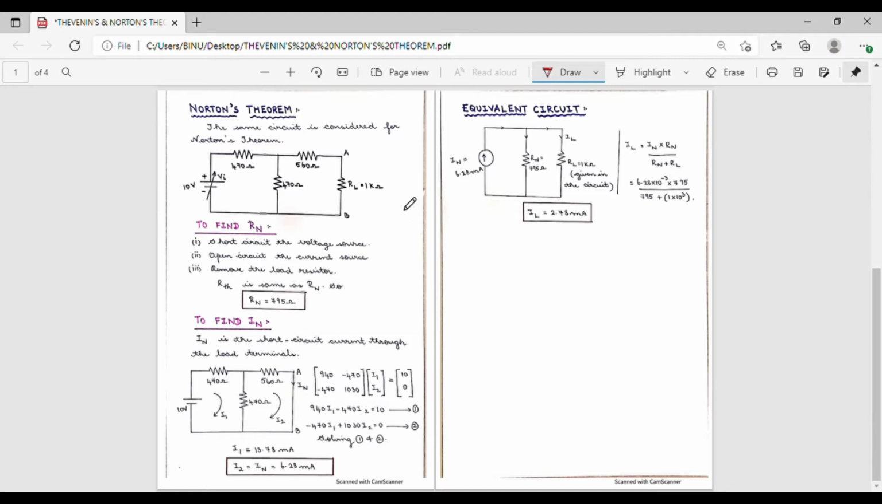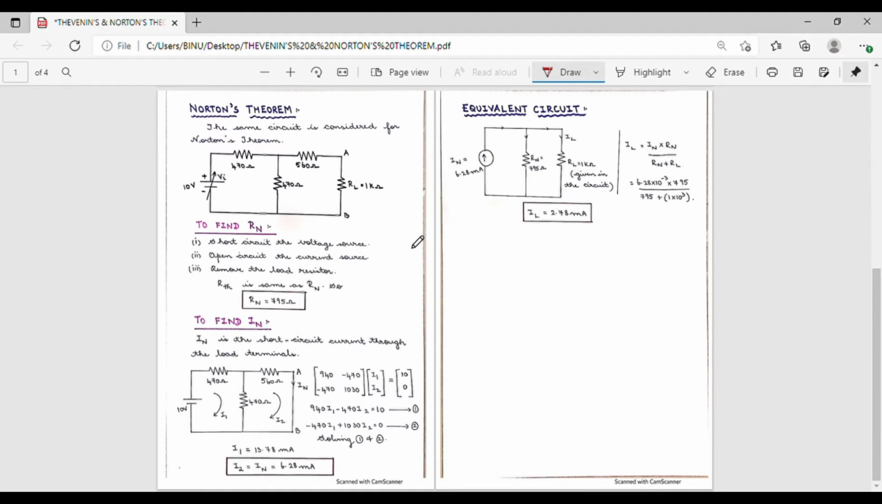In order to form the Norton's equivalent circuit, we are going to consider the same circuit as that of Thevenin's theorem. The circuit comprises a 10 volt DC source, 3 resistors and a load resistor RL whose value is given as 1 kilo ohm. The equivalent circuit of Norton's theorem comprises 3 elements: the Norton's resistance Rn, the Norton's current In and the load resistor RL. If the load resistor is not given in the circuit, then the Norton's equivalent circuit can be formed with the value of current In as well as the value of the Norton's resistance Rn.